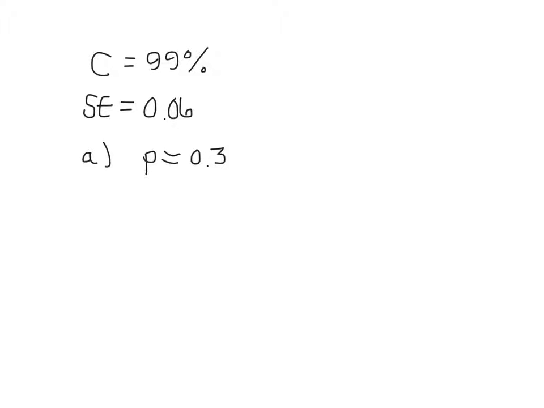So, Jill, in the first part of this question, it says, find the approximate sample size required to construct a 99% confidence interval for P that has a sampling error of 0.06. Well, first, let's think about the basic formula that we know for calculating a confidence interval for a sample or for a population proportion.